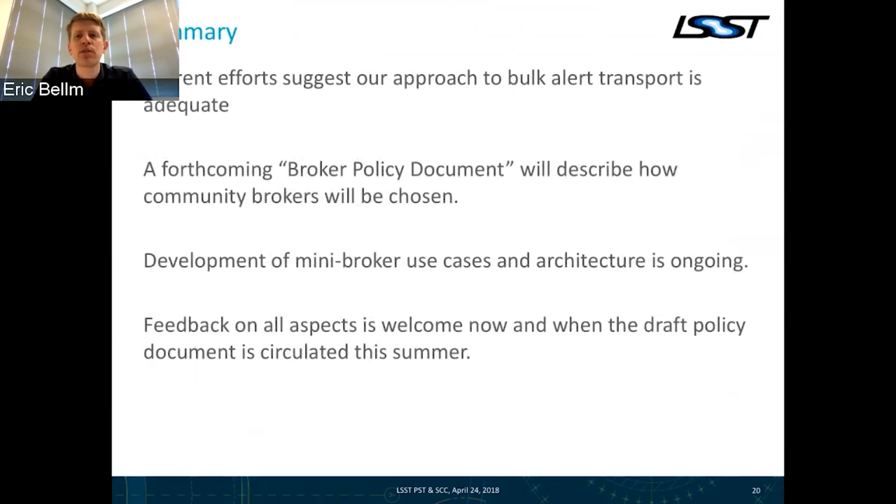So just again to summarize, I think we're on track for bulk alert transport. The MiniBroker system needs continued thought and discussion. We're trying to aggregate, just because it influences our own technical development cycle, some of the process for choosing community brokers, and we're happy to take feedback on all of these items now or when the full document is ready later this summer. So thanks, and I'm happy to take more questions.